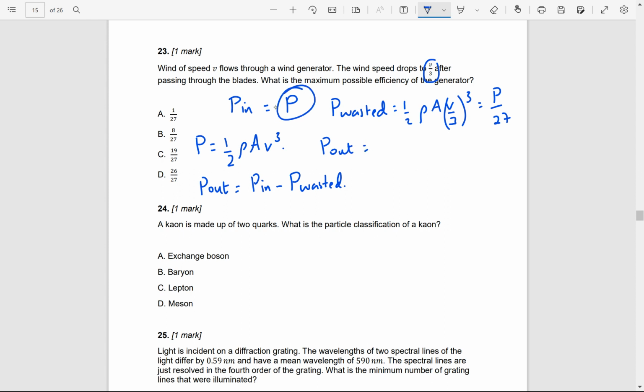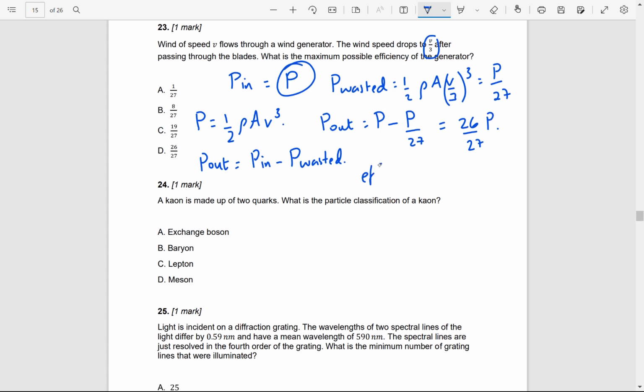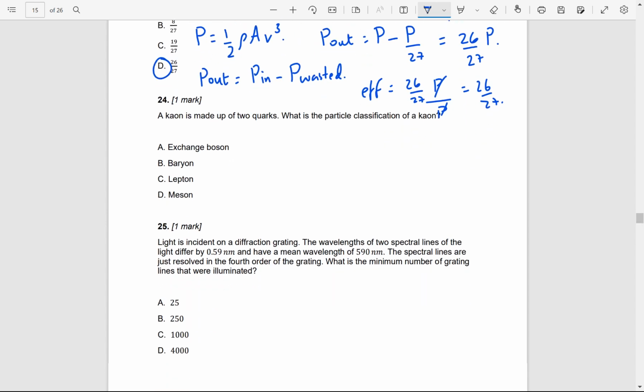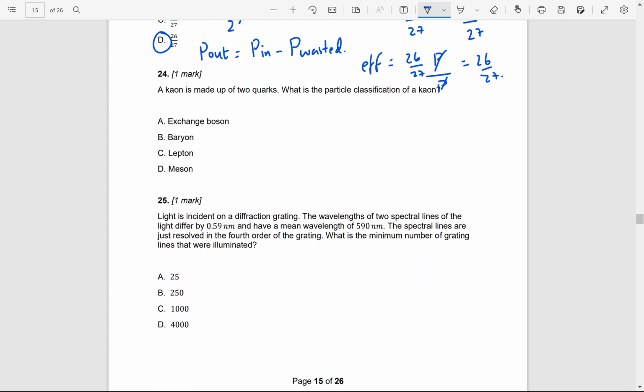So P out equals the initial P, so that's P in, minus the P that is wasted because the V has dropped. So minus 1/27th of P. So we are now only getting 26/27 of P. So the efficiency is 26/27 P over P. These cancel, so we get 26/27. Okay.